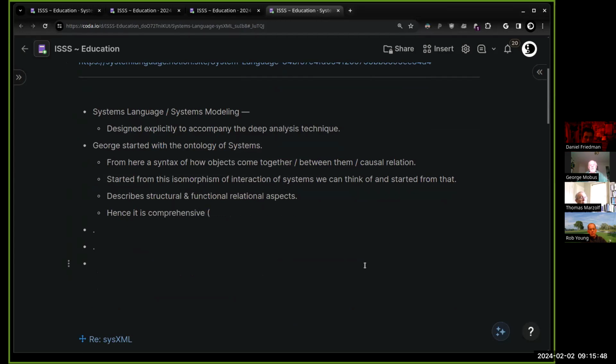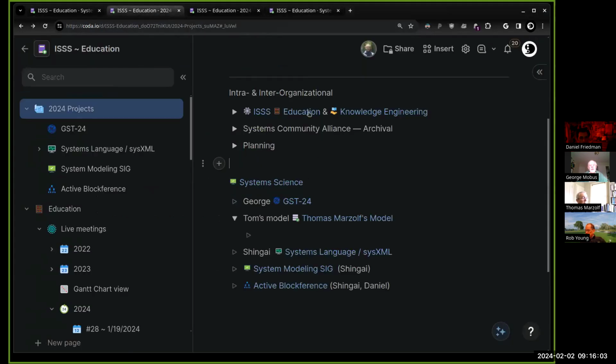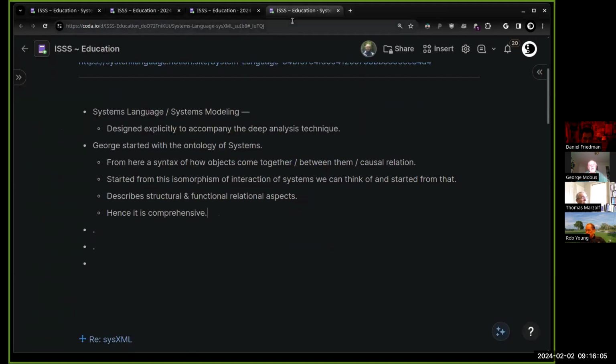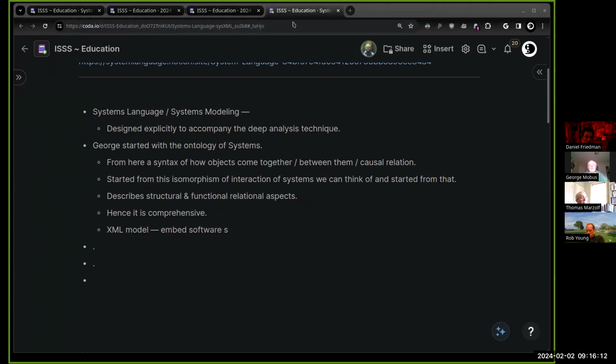And I'm really looking forward to Shingai and Joseph's development of the language. We're targeting the XML model because that allows us to embed software code for describing the functional aspects, as well as the nature of XML to be able to describe the structural aspects.